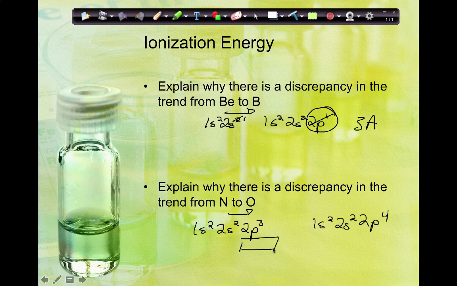So for nitrogen, we have the electrons unpaired, completely unpaired. Here in oxygen, we have one pairing. Well, for that one pairing, it's easy to remove. It's a little bit easier to remove that one electron because of the extra repulsion right there.